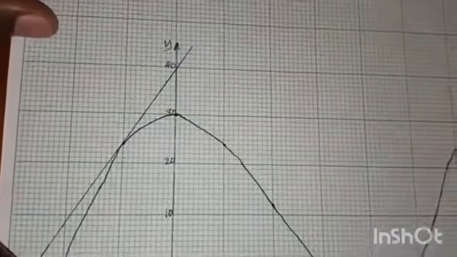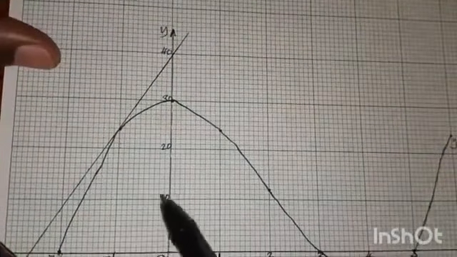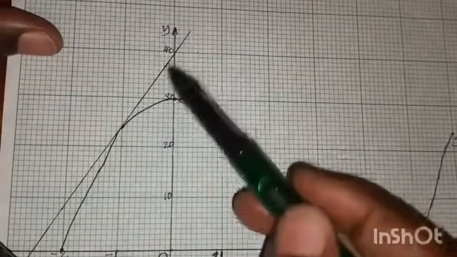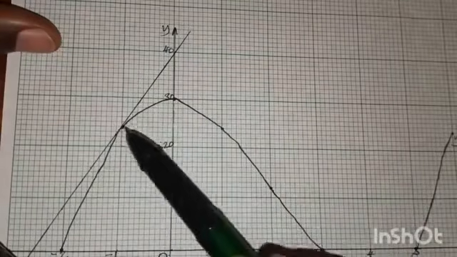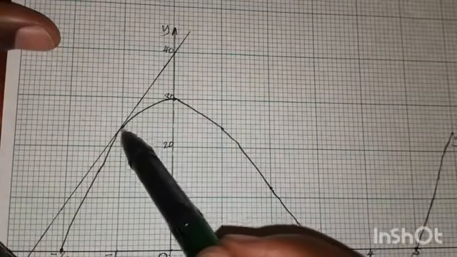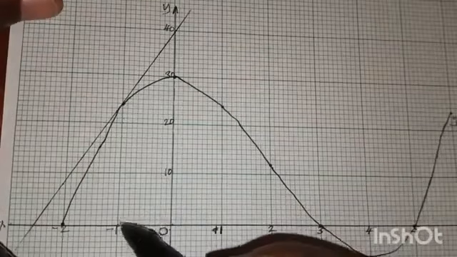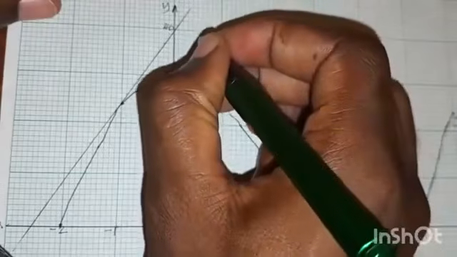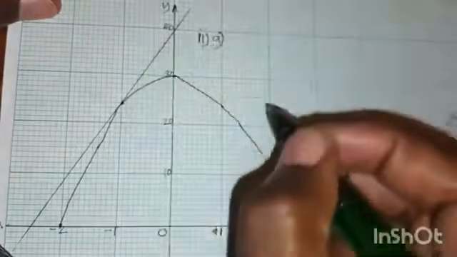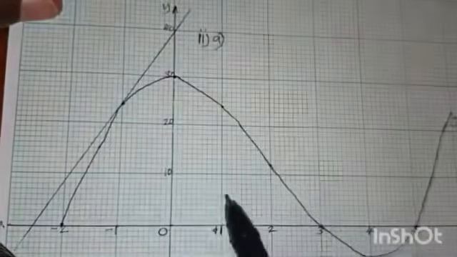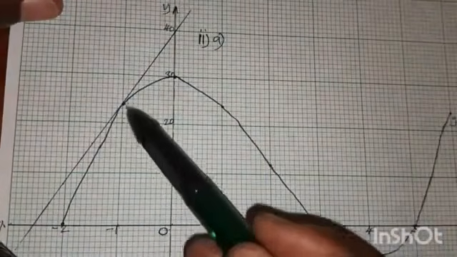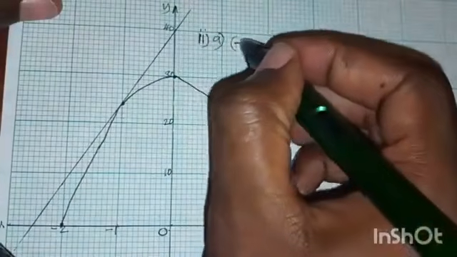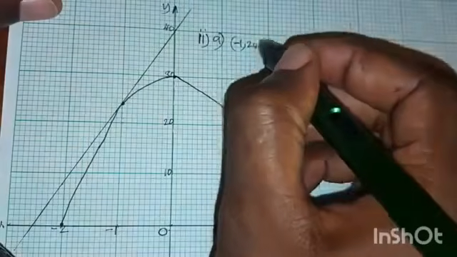So now how are we going to find the gradient of this line? We are going to pick 2 points which are along this line. The first point will be the one that we've been given already, -1, 24. As long as the points are along this line, so -1, 24.